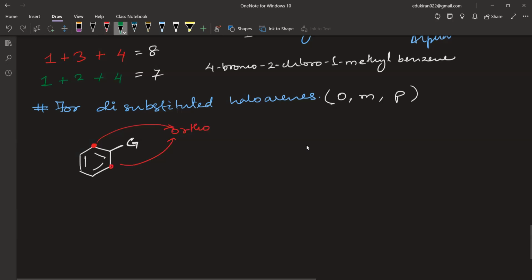Then the green ones, both of these are what? Both of these are meta. Is this clear? Yes or no, please tell me. Yes, sir. Then you have one, this is blue. This is para. Okay.